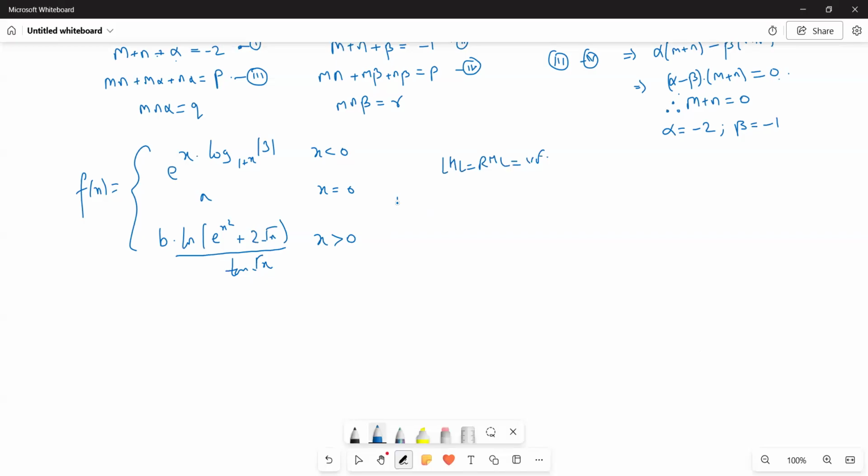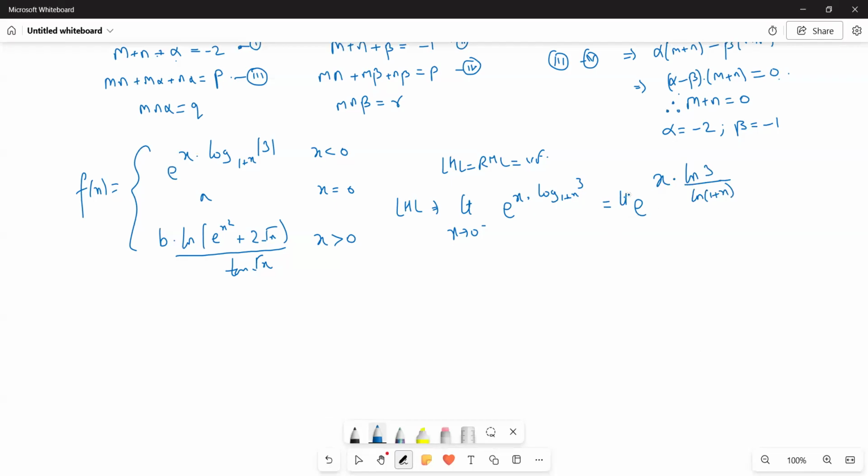Now considering it continuous है, so LHL is equal to RHL is equal to value of the function करना है. So let's begin with LHL. What be LHL in this case? So that will be limit x tending to 0 minus e to the power x into log 3 1 plus x. Now how do we calculate this? So this will be like writing x into, थोड़ा base change लगा दो, so ln 3 by ln of 1 plus x.